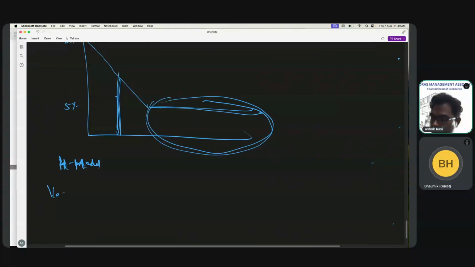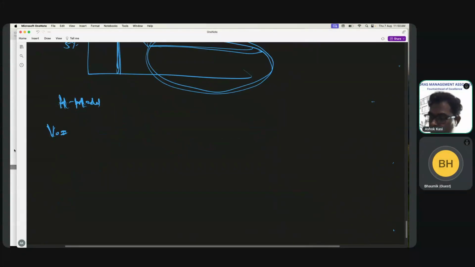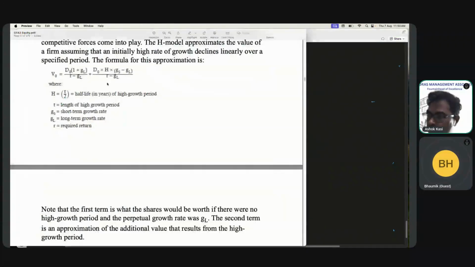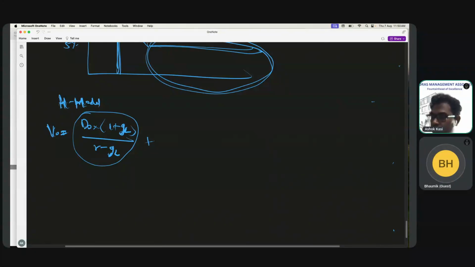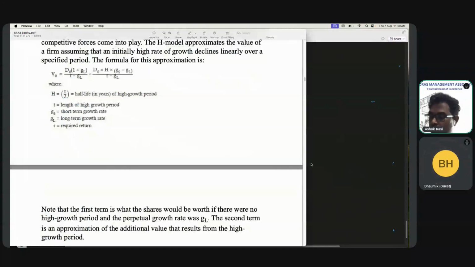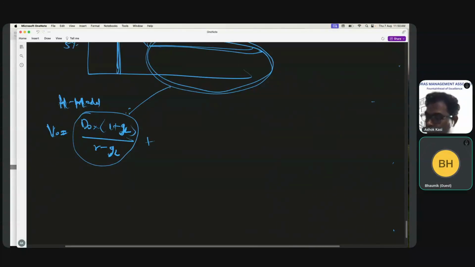V0 is equal to D0 into 1 plus long-term growth, GL means long-term growth, divided by R minus long-term growth, plus. So this is nothing but the Gordon growth model. Long-term growth means constant growth. So this is taking care of this part.